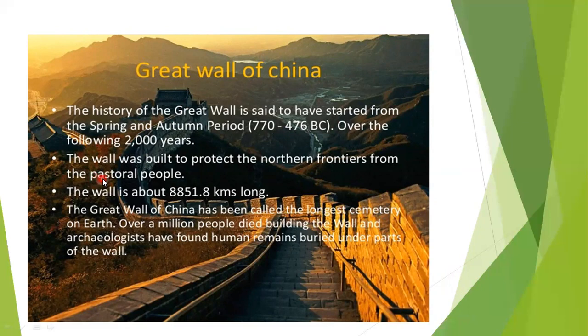So the wall was built to protect the northern frontiers from the pastoral people. So the main purpose of the wall was defense against enemies. The wall is about 8,851.8 kilometers long. How many kilometers long will it be? It is 8,851 kilometers. The Great Wall of China has been called the longest cemetery on the earth. Which is the longest cemetery on the earth? That is the Great Wall of China.